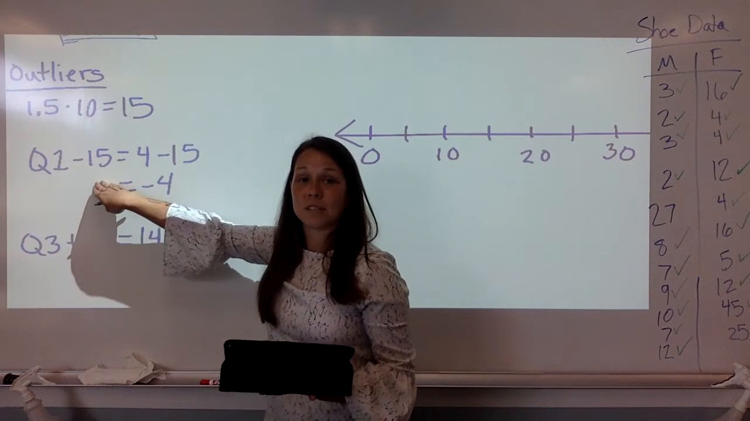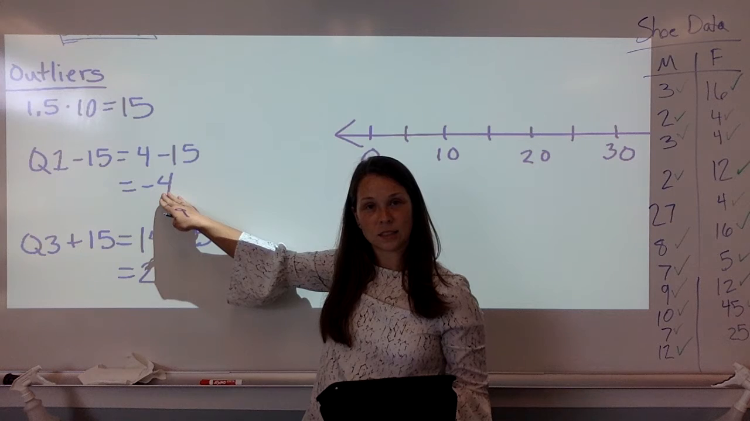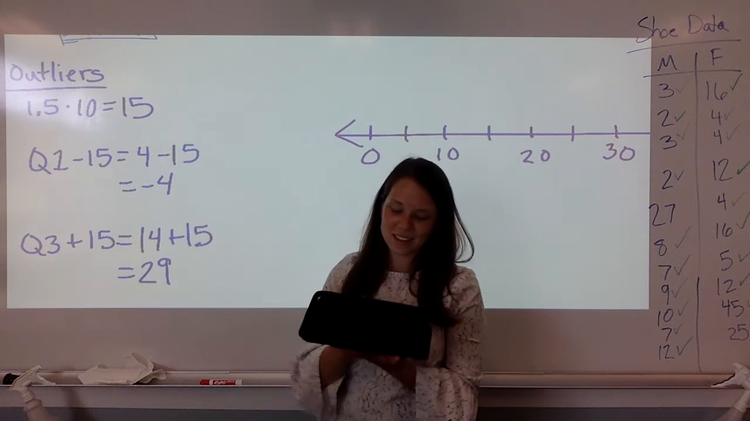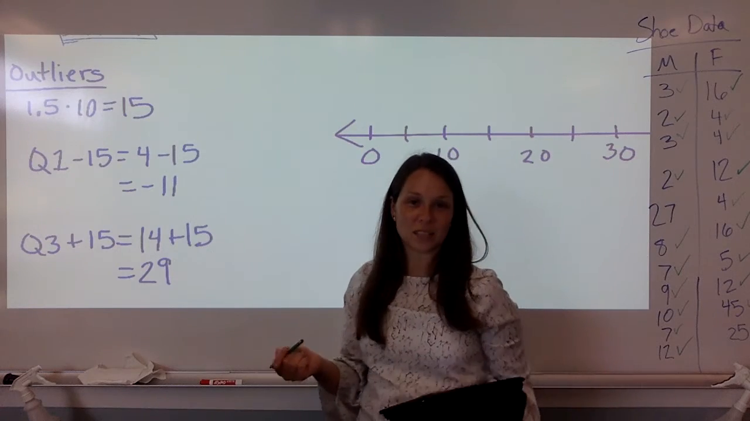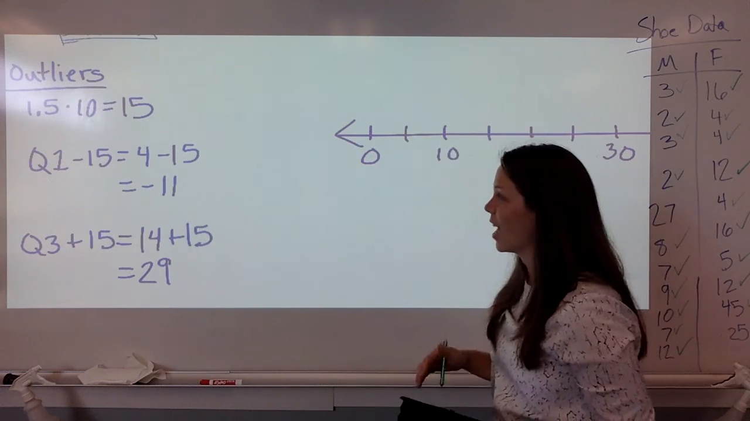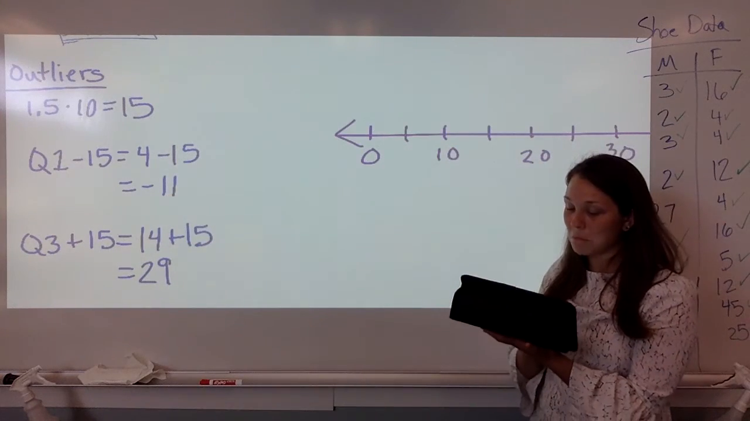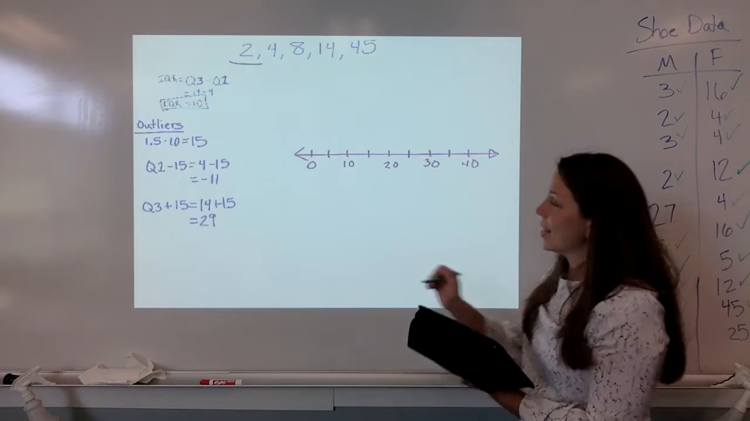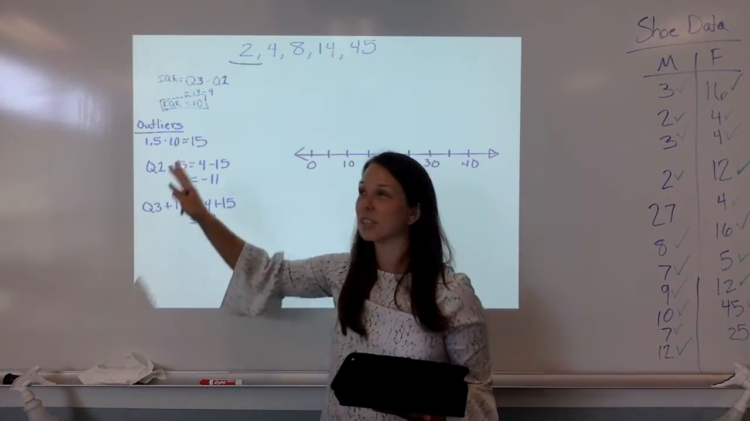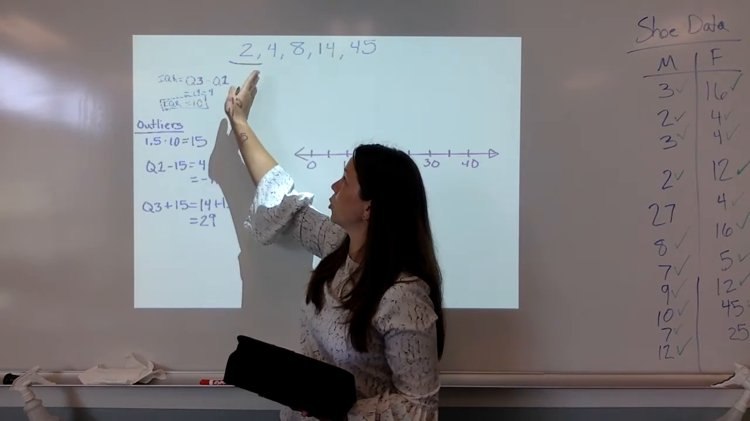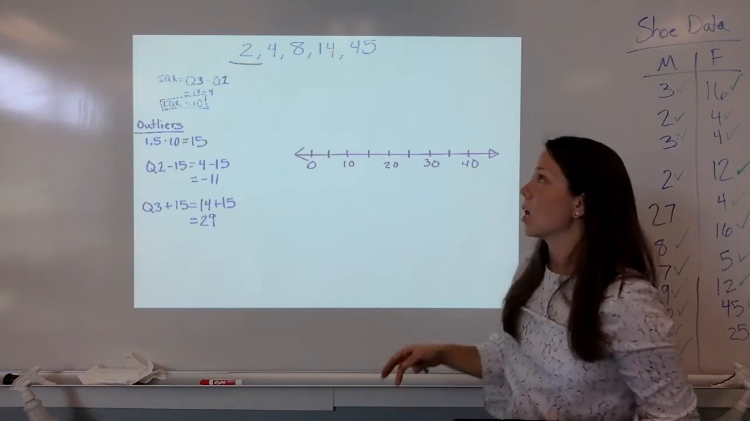Q1 minus 15, that's 4 minus 15. That's negative 4. No, it's not. That was bad math. That's negative 11. Whew. It's a Monday when I'm recording this video, so we can blame it on the case of the Mondays. That's negative 11. Notice that my smallest data value, my minimum here, is 2. Negative 11 is well before 2, so I don't have any outliers that are to the left of my minimum. I don't have to worry about that.